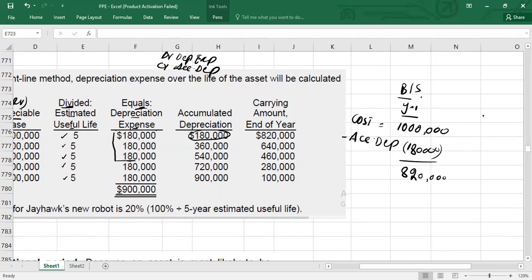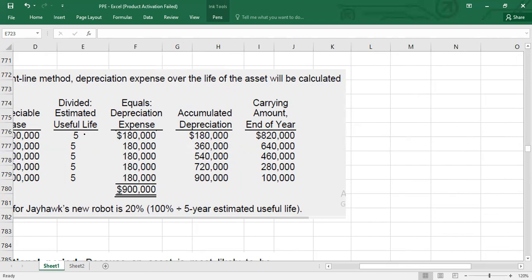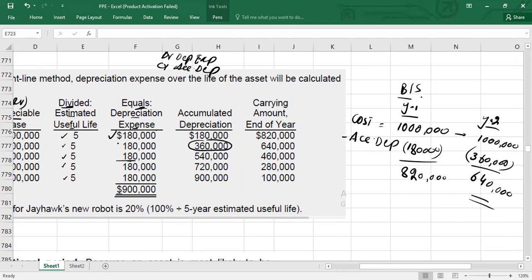In year two, you write the cost, which is 1 million, and from the cost you subtract accumulated depreciation. In the second year, our accumulated depreciation is 360,000. If you subtract, this is how you get the carrying value of 640,000. This is how you will record your asset in the balance sheet over years one through 5. And every year you will take the depreciation expense to the income statement. So this is how you will deal with the straight line method.